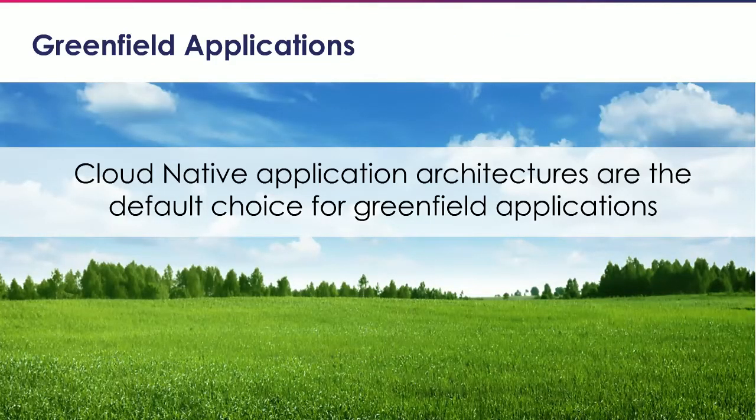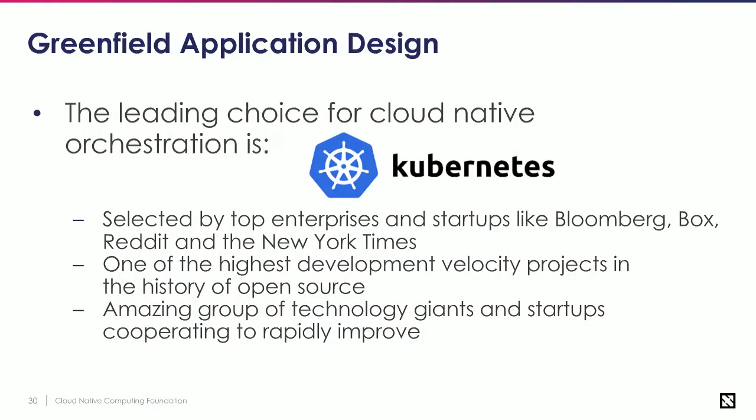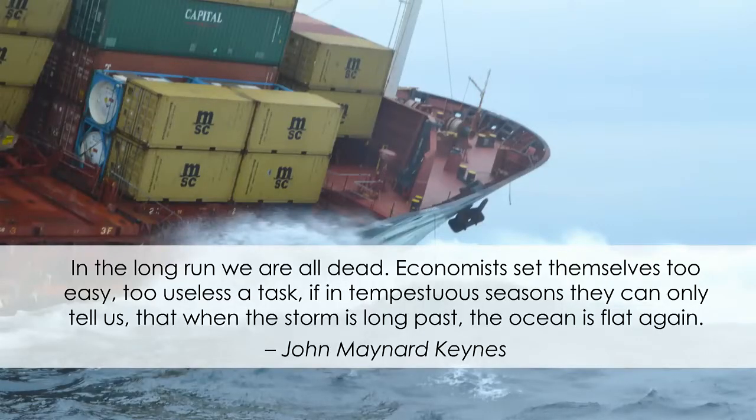And so looking at if you're building a new application from scratch, a greenfield application, I think we can confidently say that cloud-native application architectures are the default choice for those greenfield applications. And the leading choice for cloud-native orchestration is Kubernetes. It's been selected by tons of top enterprises and startups, like the 52 I showed earlier. It's one of the highest development velocity projects in the history of open source. There's an amazing group of technology giants and startups that are cooperating to improve it rapidly.